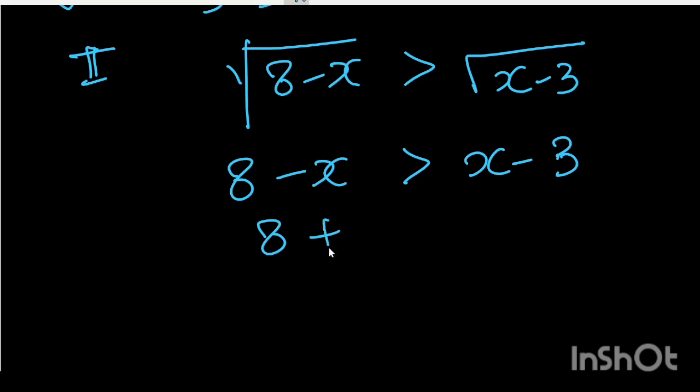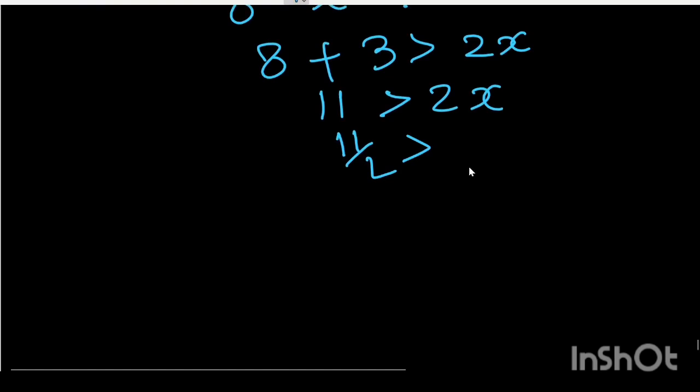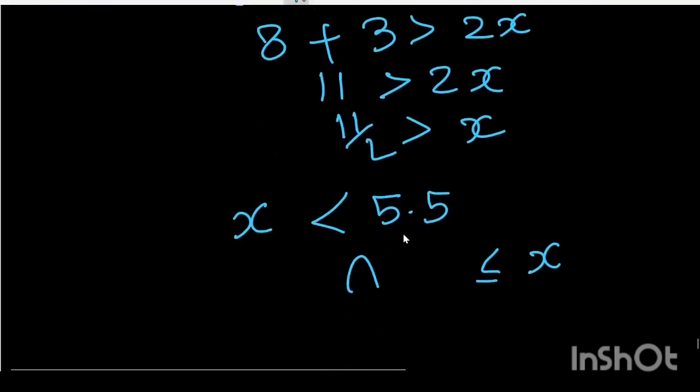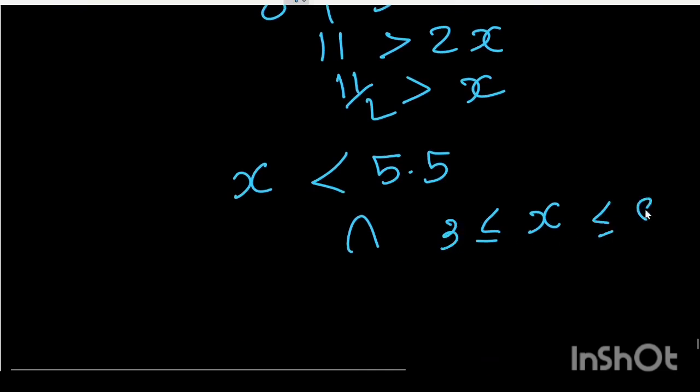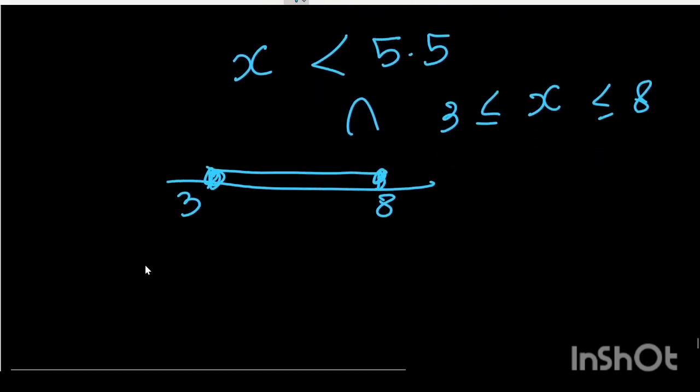Now 8 plus 3, and the minus x will go on the right hand side, it becomes 2x. So x less than 11 by 2, which is 5.5. This we will take the intersection with 3 less than equal to x less than equal to 8. So x less than 5.5, and 3 to 8 is this, both included, which is the domain, and x less than 5.5 is this. 5.5 is this.